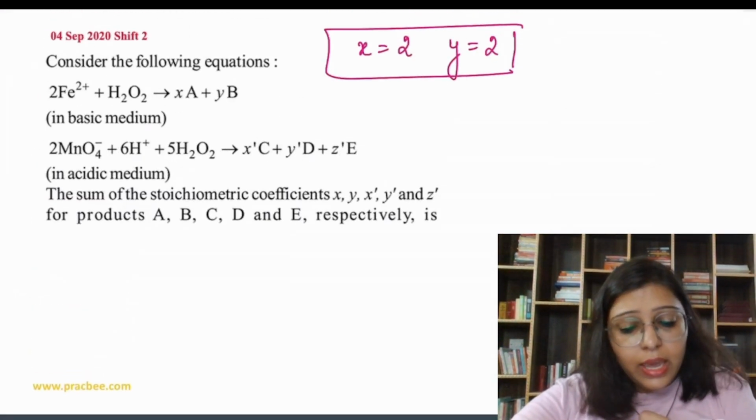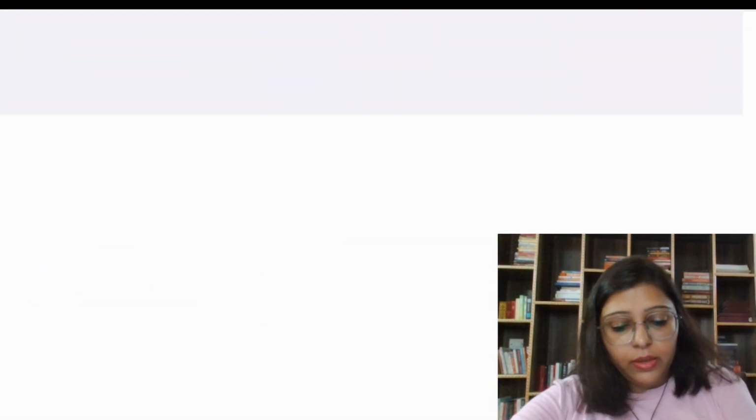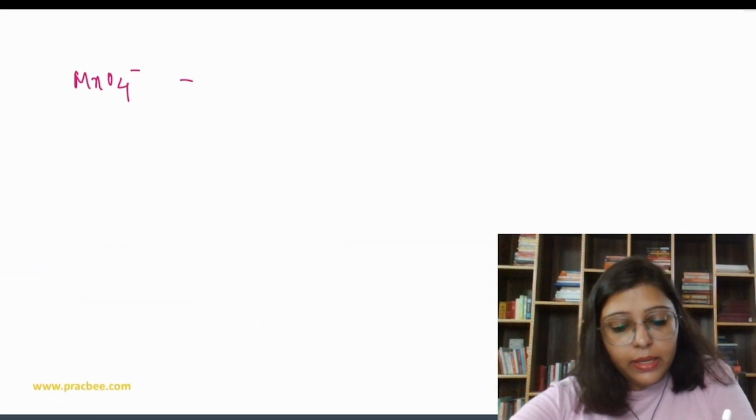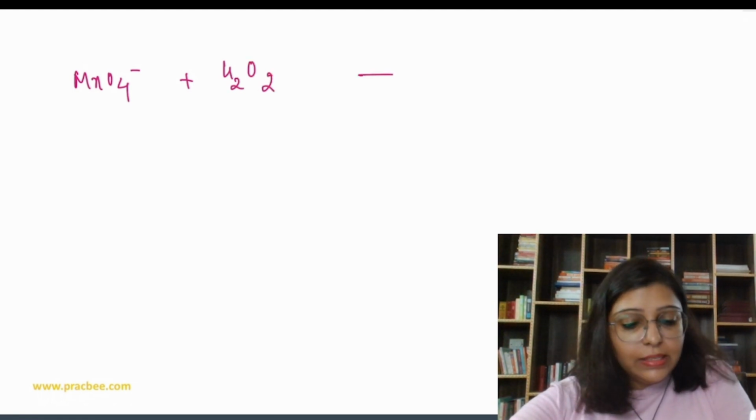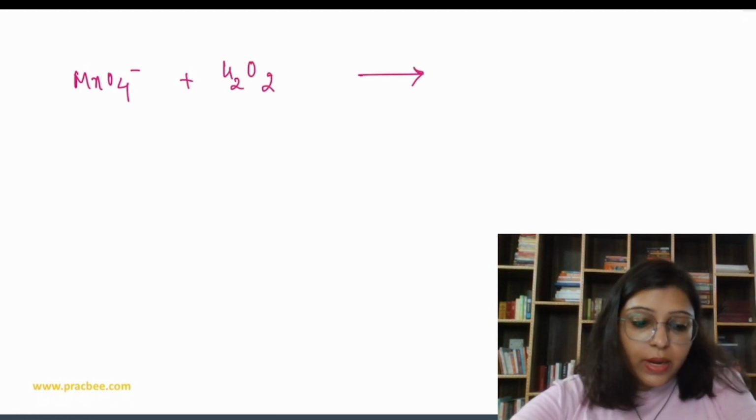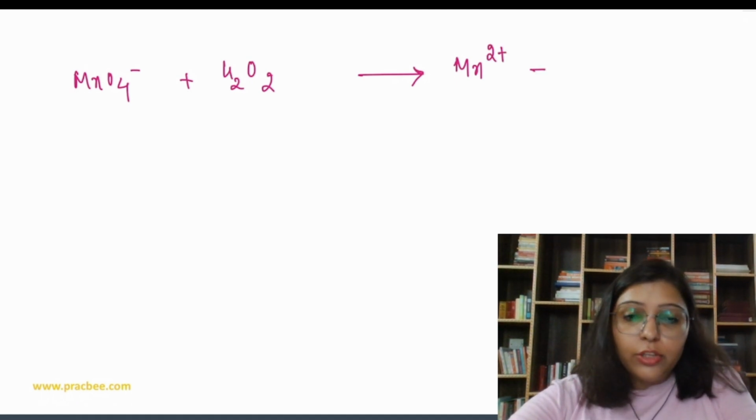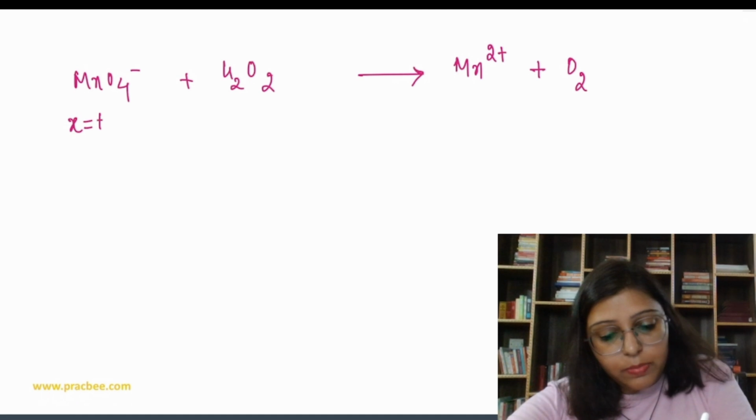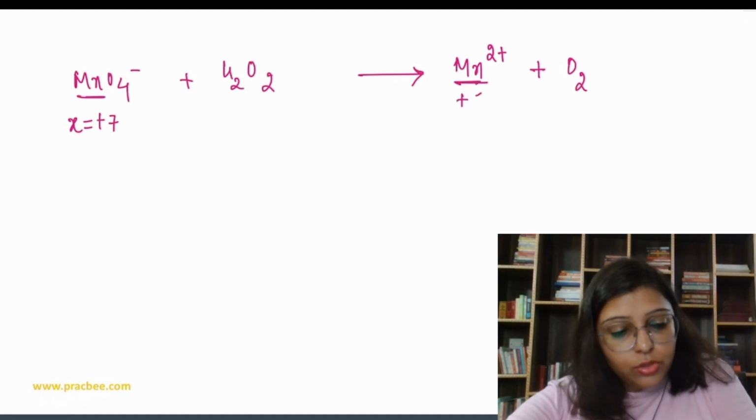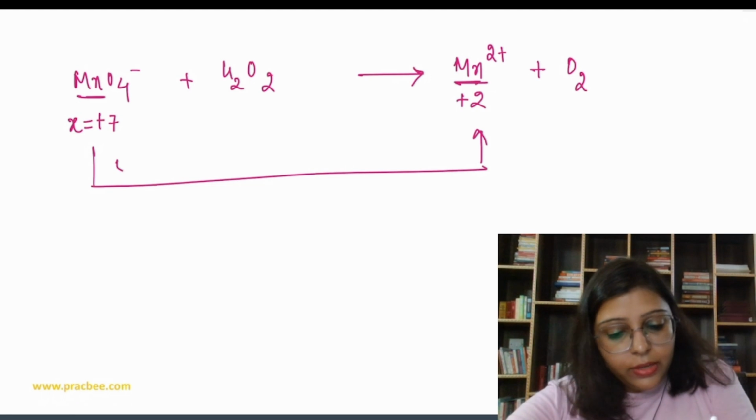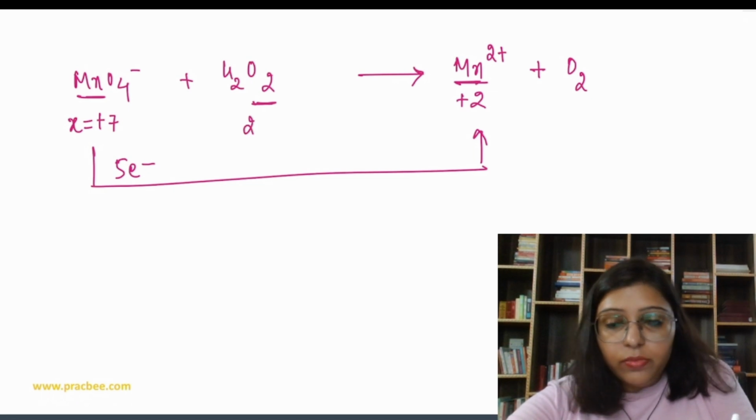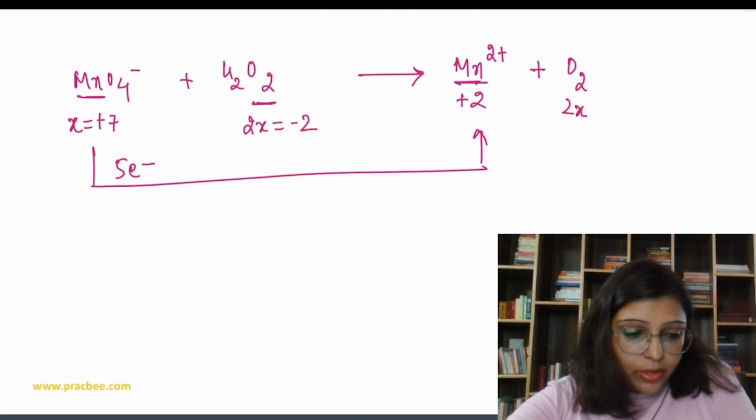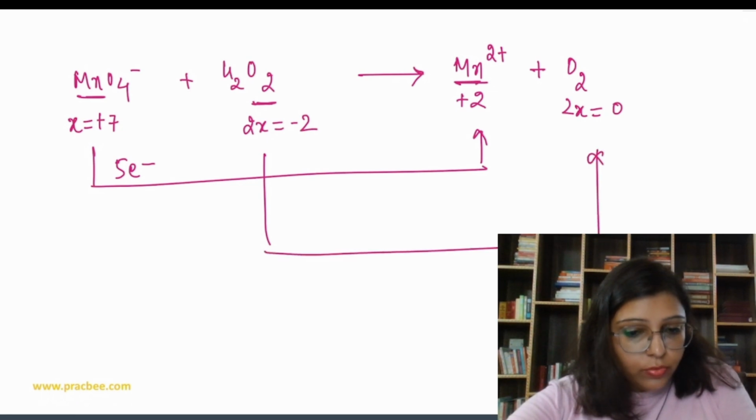So the next question is MnO4 minus and H2O2. Okay, MnO4 minus and H2O2, and we have to balance this in acidic medium. So MnO4 minus is converted to Mn2 plus and H2O2 is oxidized to O2. Okay, so let's find out. So here it is x plus 7 for manganese, here it is plus 2. So there is a change of 5 electrons. Here for oxygen we have for 2 oxygen minus 2, and here for 2 oxygen it is 0. So there is a change of 2 electrons.